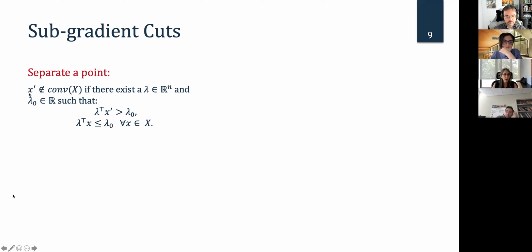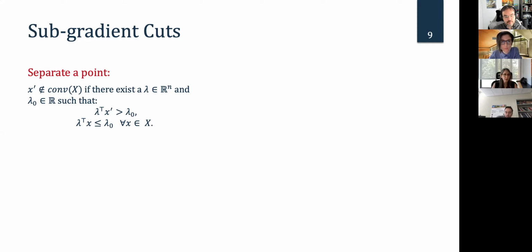So what we're going to have is, for instance, a point x prime that is not inside the convex hull. We only care about the ones that are inside. We can separate this point if we find some parameters lambda and lambda 0, such that the constraint is going to be valid for all the points in X, but it's going to leave outside the point that we want to separate, that is X prime.